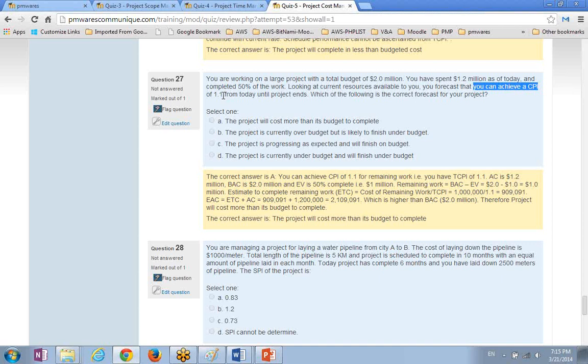It is giving some idea of how it should be solved, and that is what we are comparing here actually. So what we need to find out is the remaining work, and then divide that remaining work by the TCPI. That will give you the ETC actually.